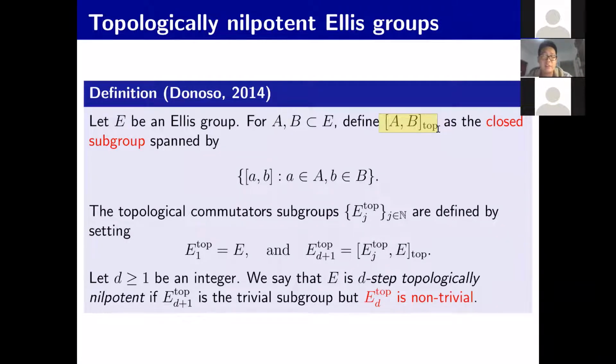So here is a question: why do we use topological nilpotent instead of nilpotent? Because the examples given by Gartner and Piccola both show that nilpotent is not enough, and I will explain this later. And also this is very important.